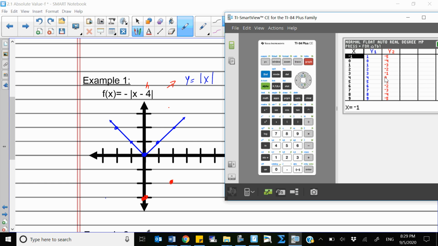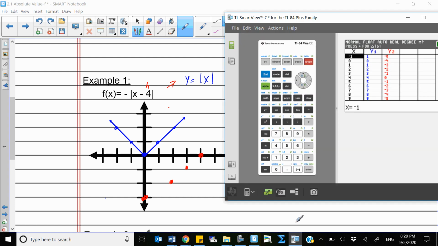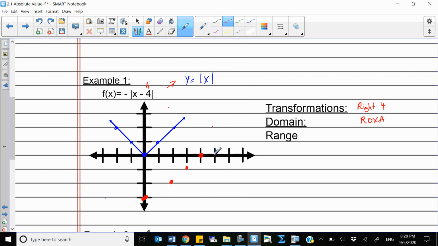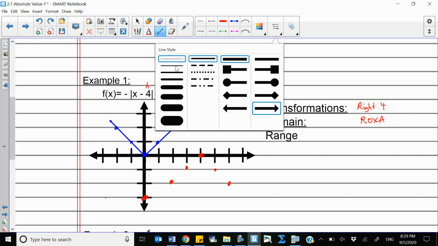X is 3, y is negative 1, and x is 4, y is 0. So x is 3, y negative 1, x is 4, y is 0, and 5 negative 1, 6 negative 2. So 5 negative 1 and 6 negative 2. I could just continue, but that is enough for me. I can use that to graph my function.